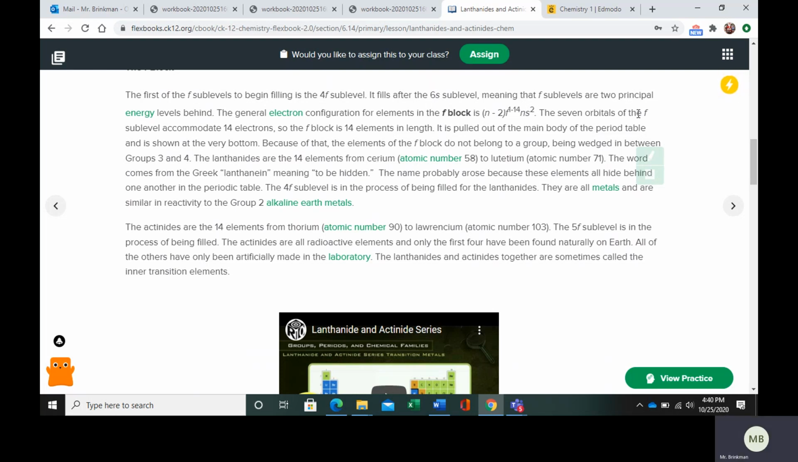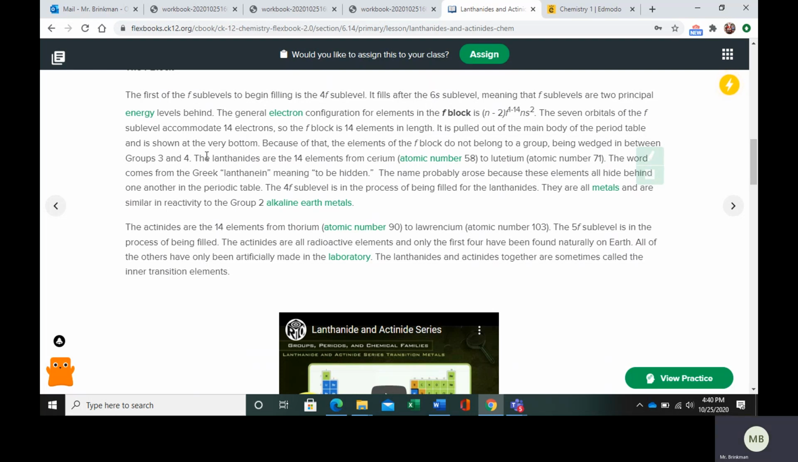So 7 orbitals of the f sublevel accommodate 14 electrons. So remember, each orbital is going to hold 2 electrons. All right, so the f block is going to be 14 elements in length. So it's pulled out of the main part of the periodic table. It's shown at the very bottom. Because of this configuration, the elements of the f block are not going to belong to a group, being the vertical columns.